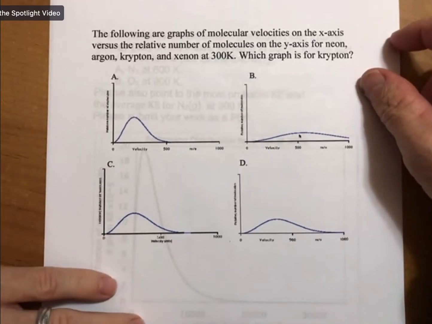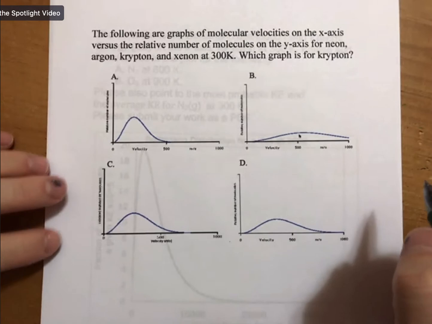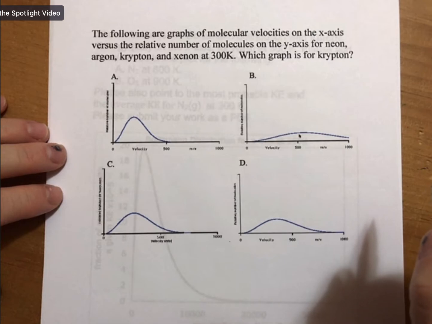The question says the following are graphs of molecular velocities on the x-axis versus the relative number of molecules on the y-axis for neon, argon, krypton, and xenon at 300 Kelvin. Which graph is for krypton?